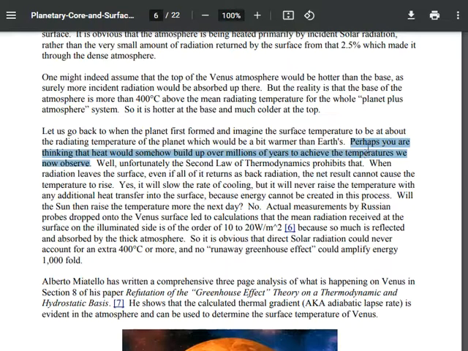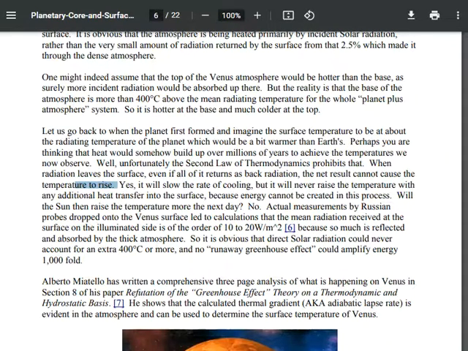So he says, perhaps you are thinking the heat would somehow build up over a million years to achieve the temperatures we now observe. I got 327 Kelvin from that calculation. But he says, of course, that temperature does not have the greenhouse effect factored in. What's he say? Unfortunately, the second law of thermodynamics prohibits that. When radiation leaves the surface, even if all of it returns as back radiation, the net result cannot cause the temperature to rise.